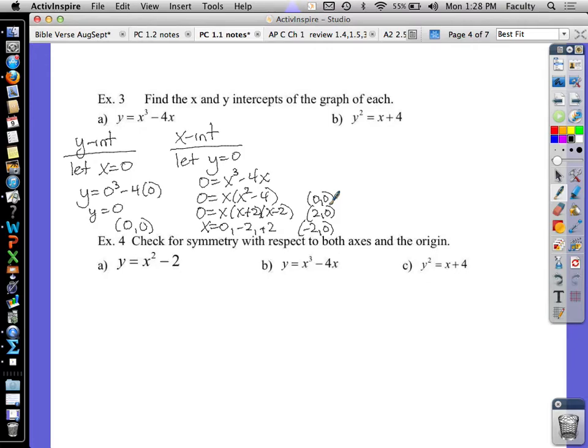Then to find the x-intercept, we let y equal 0. So I get 0 equals x cubed minus 4x. I factor it. X squared minus 4 is a difference of 2 perfect squares. You don't really have to list 0, 0 twice. I mean, it technically is an x-intercept and a y-intercept, but, you know, at least get it in one spot there.